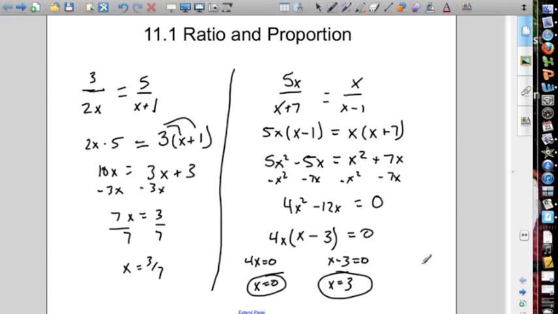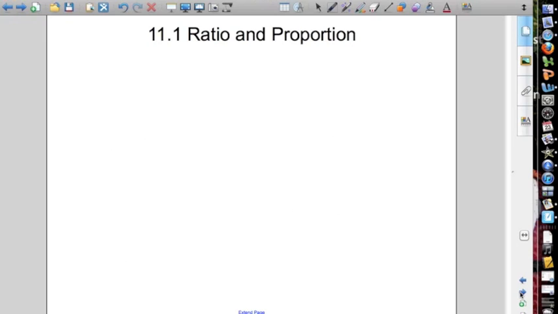Remember that when they ask to solve, we want to find the solutions that work for x. Here there are two solutions. Could be 0, could be 3. Here there's just one solution. It's the 3/7. And so depending on the problem, you could have one solution, two solutions, maybe three solutions, any number of solutions depending on the problem. Let's look at one more, because there's one more situation I want to talk about.